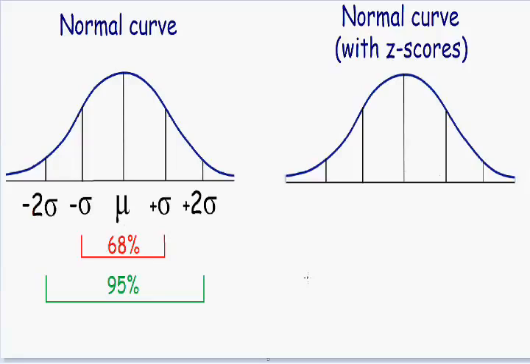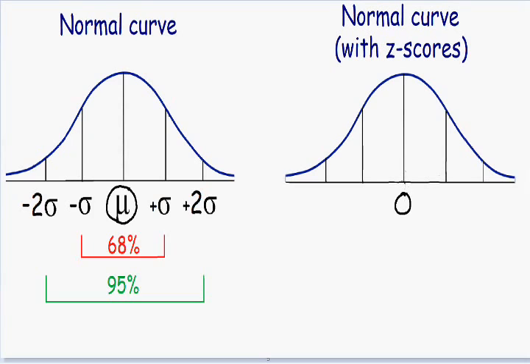So let me draw this for you on the normal curve, and I think it'll make a little bit more sense. If you remember from my last video, we always put the average in the middle of the normal curve. And this Greek letter mu represents the average. And the average always has a z-score of 0. So if I draw the z-score on the normal curve, I'm going to put the number 0 where the average is supposed to be, right in the middle.